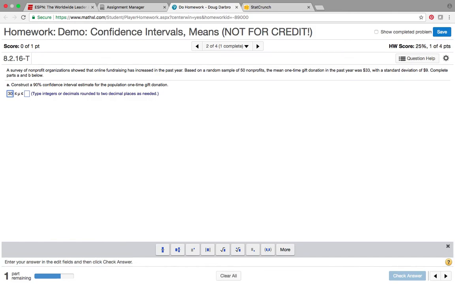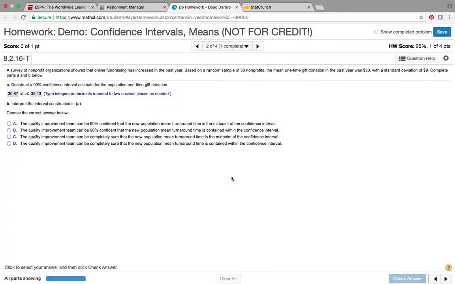So 30.87 and 35.13. All right, interpret the interval.